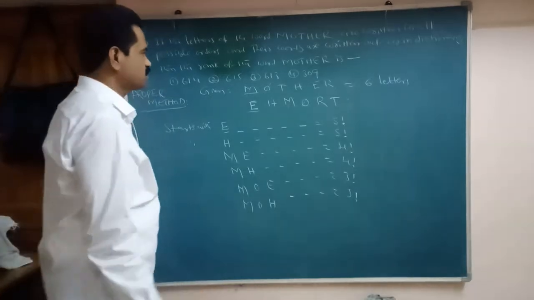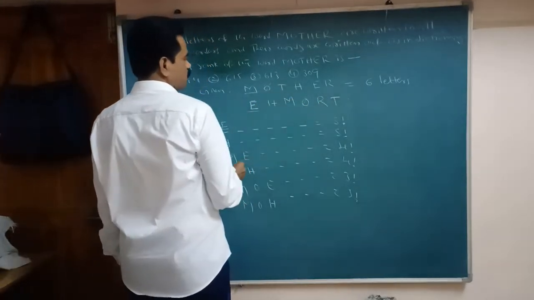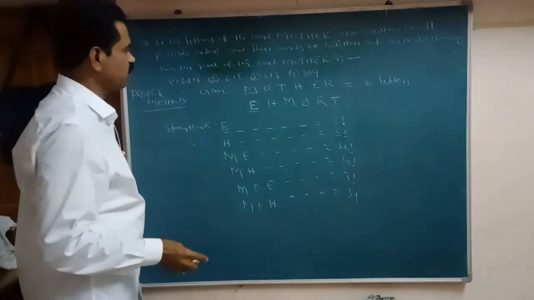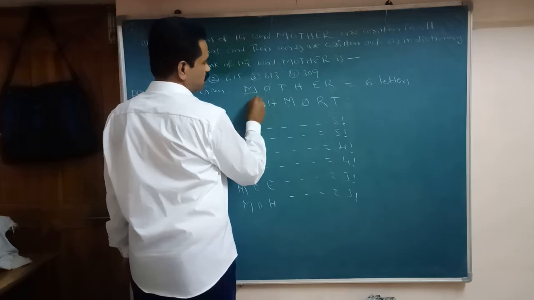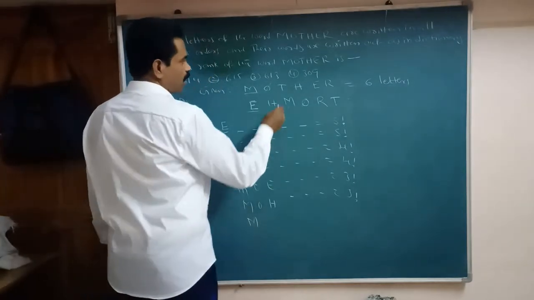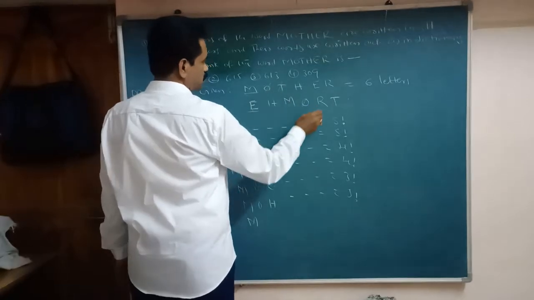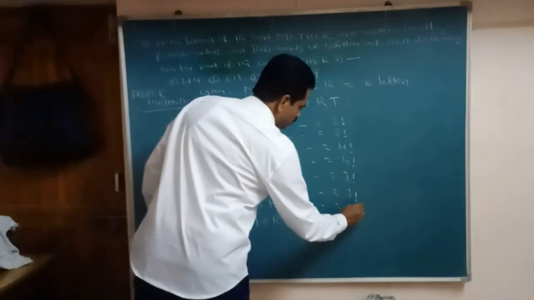Okay? Next you take here T. Here T below. It's M O H. M O E. M O H. M O E. Next M O R. M O R. Here M O R. 1, 2, 3. 3 factorial.